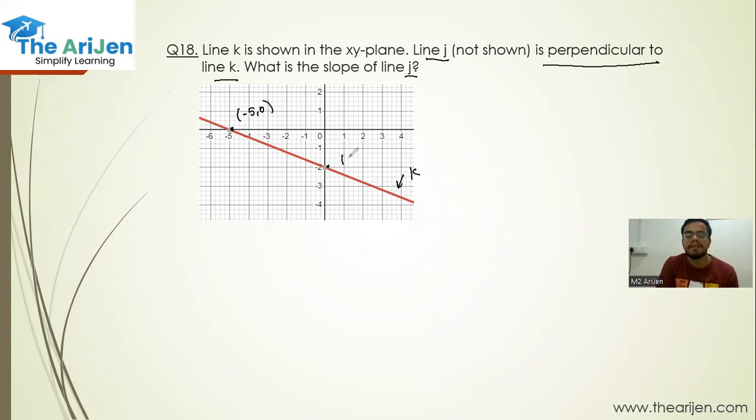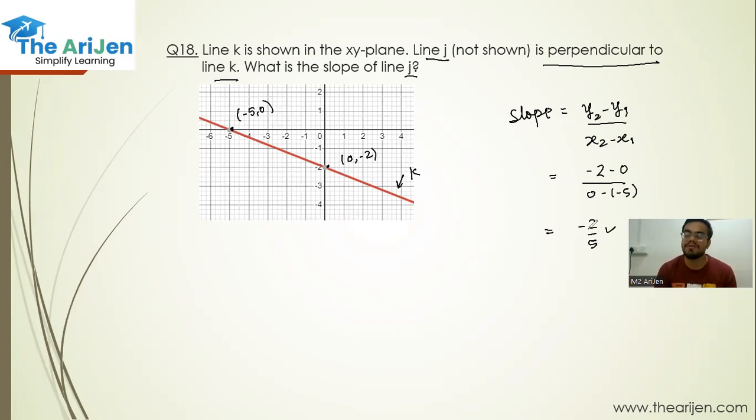This is 0 comma minus 2. So we know that the slope of a line is y2 minus y1 divided by x2 minus x1, right? So minus 2 minus 0 divided by 0 minus minus 5. So your slope is minus 2 by 5, right? So the slope of the line is minus 2 by 5. But remember, we have found the slope of line K.